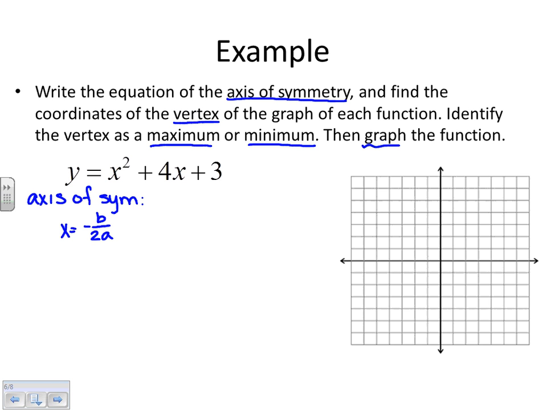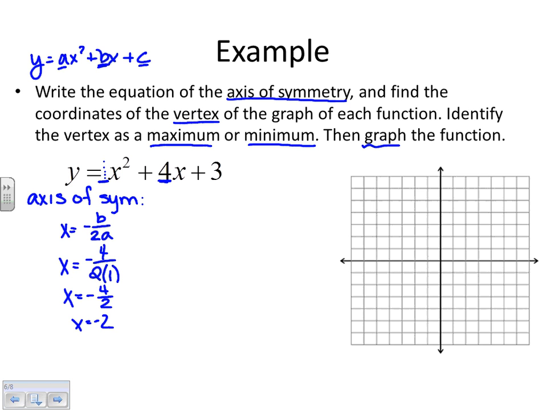Okay, now remember we have our standard form of ax squared plus bx plus c. Now these all stand for the coefficients. So when it says -b here, it's going to talk about this term right here. So we've got x equals -b, which is 4, over 2 times a, which is this term right here, which is kind of an understood 1. So this is x equals -4 over 2, which is -2. Okay, so our axis of symmetry is -2.